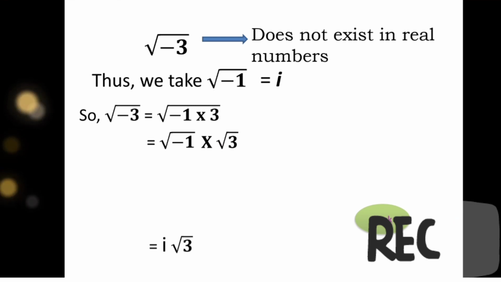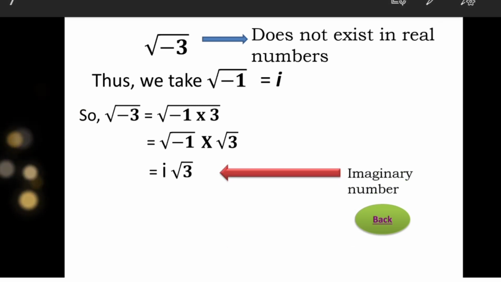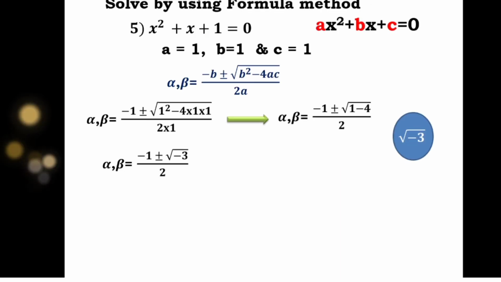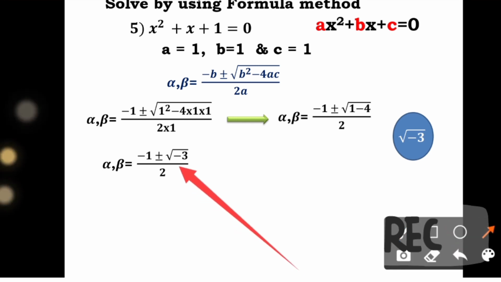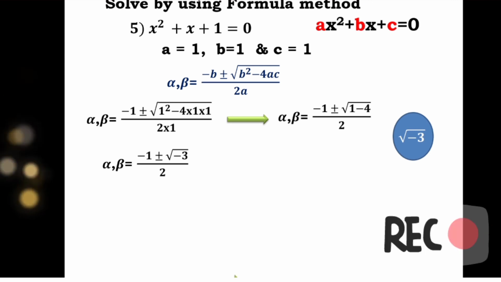Thus we will get i into root 3. So anytime you get any negative number under a square root sign, it can be converted into i times the root of that number. So your negative sign disappears, but it does not exist in real numbers, so we write i. What is i? I means the imaginary number. As simple as that. So we'll use this for the next step. Let's go back to the problem. Since we understood that root of minus 3 can be converted into i times root of 3, where i is the imaginary number, we'll go ahead.